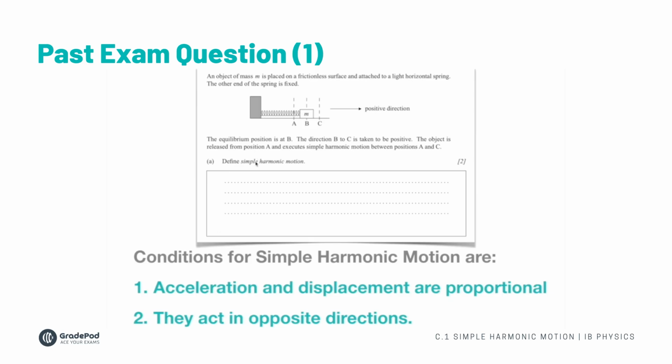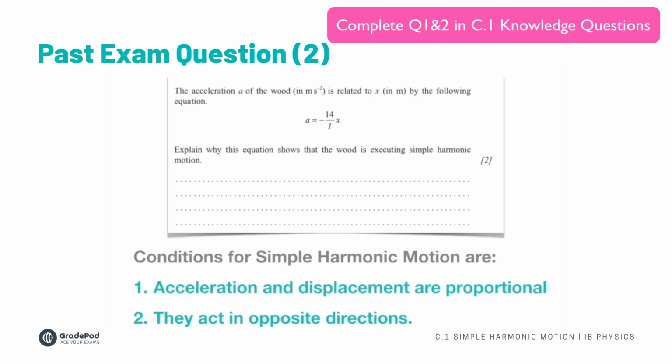Define simple harmonic motion. Simple harmonic motion is defined as an object that undergoes the conditions for simple harmonic motion when oscillating. These conditions are the acceleration and displacement are proportional, and they act in opposite directions. 2 marks. Let's have a look at another question.